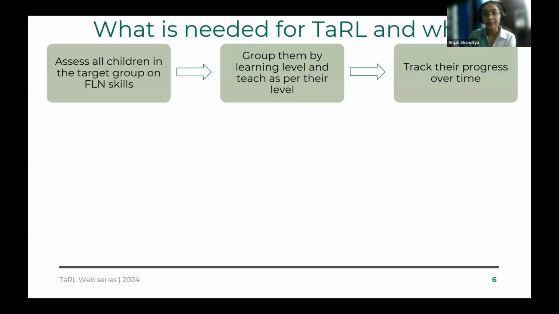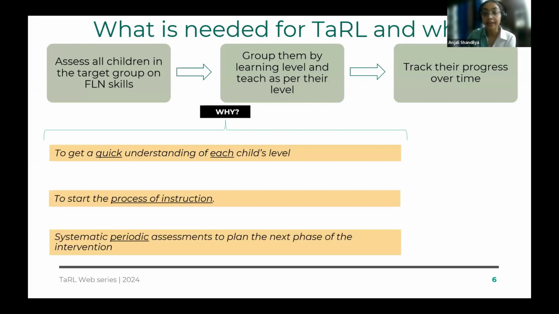And let's get into it. By keeping this whole idea of balancing in our mind as a foundation while thinking of any assessment in TaRL, we broke down the what. We understood that we need to assess children on the FLN skills, group them and teach them as per their level, and then consistently track them over a period of time. And this is to provide the targeted instruction and the support to the children, and systemize this as a plan for the next round of implementation as well.